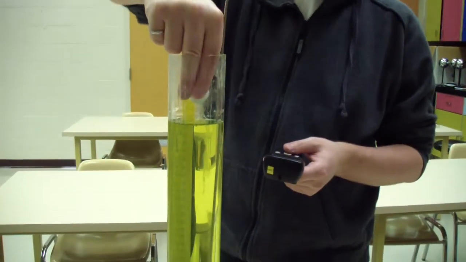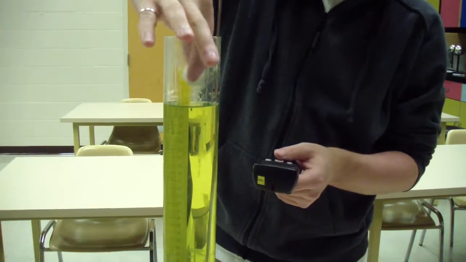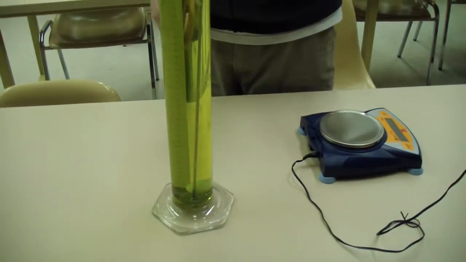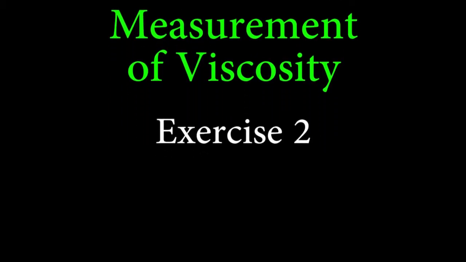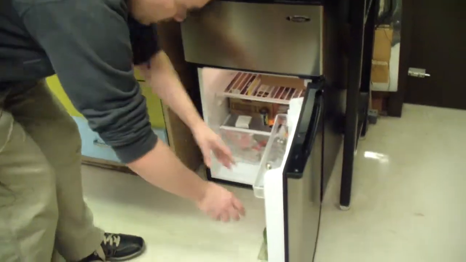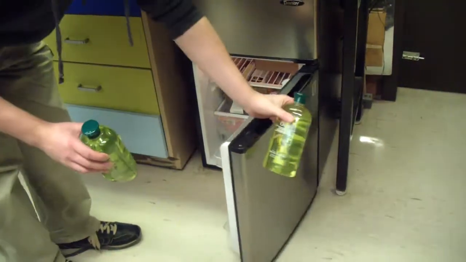Release the sphere as close to the surface as possible and time its descent with the stopwatch. Be sure to consider reaction time as appropriate. In Exercise 2, we'll be investigating the temperature dependence of viscosity. We've been provided with 2 samples of the unknown liquid located in the fridge.